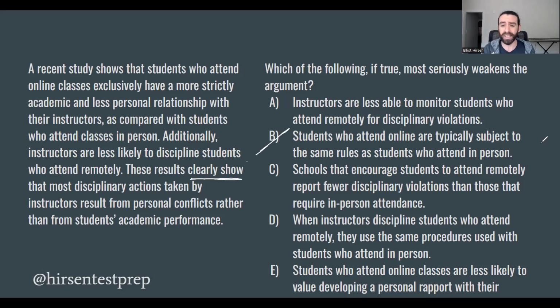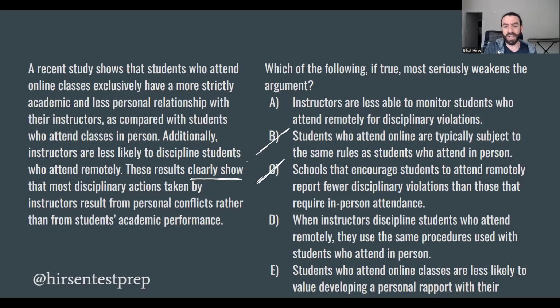All right, if we're feeling good about that, let's move on to C. It says schools that encourage students to attend remotely report fewer disciplinary violations than those that require in-person attendance. This is another way of sort of agreeing. Schools report fewer disciplinary violations. Okay, so they're less likely to be disciplined. That's kind of just the same as what our author said. We're looking to blow up what the author said. So that's not really helpful. And in any case, again, we're not addressing that cause and effect, right? We're not getting any other alternative explanations. So we'll eliminate C as well.